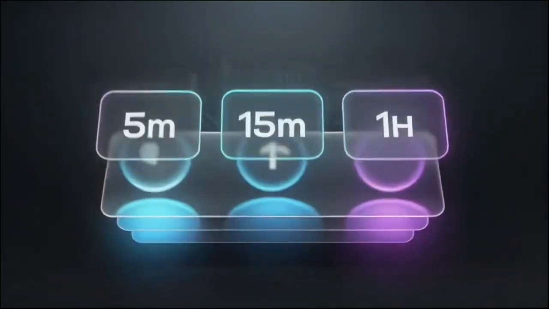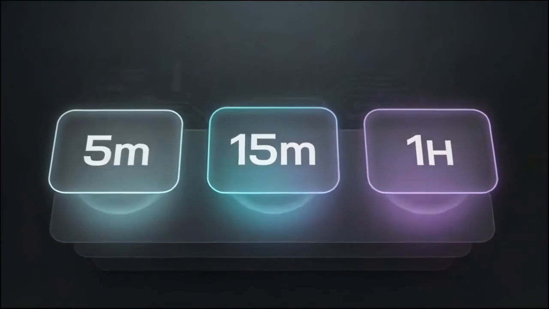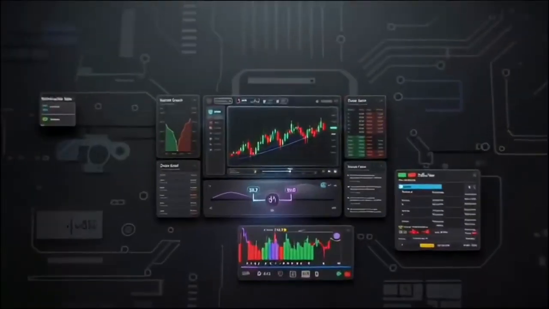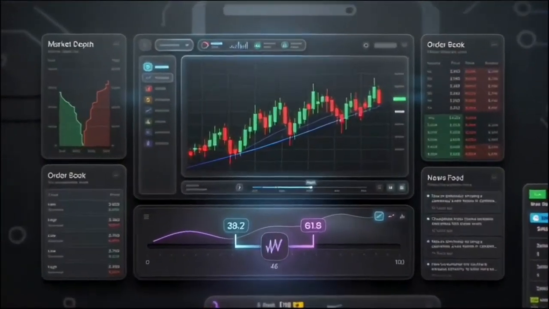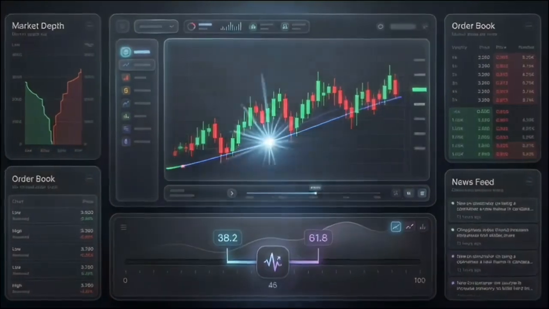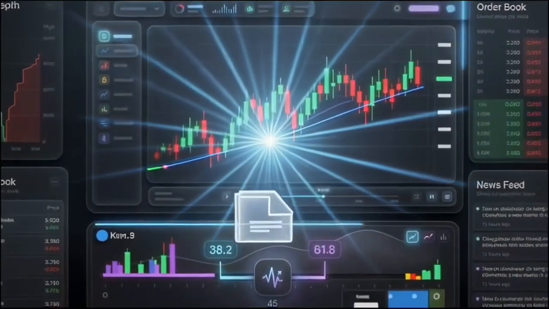Today, the AI covers the right settings for the 5-minute, 15-minute, and 1-hour charts, and a complete strategy for each, because a filter this good deserves a real system around it.